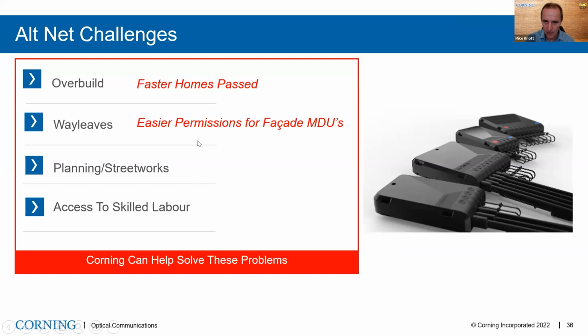There are proven cases where these terminals have been mounted where the old CBTs weren't. Planning and street works, I think that's really around fewer civils upgrades. That's going to reduce the amount of civils infrastructure, and therefore reduce the problem with planning and street works. And finally, with any hardened connectorized solution, we've got this access to skilled labor, reduced splicing, and so that alleviates that problem as well.